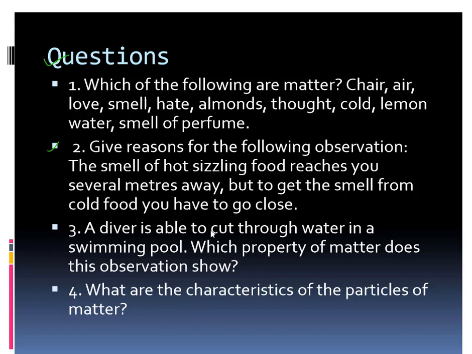A diver is able to cut through the water in a swimming pool. Which property of matter does this observation show? This question you try to think on your own and answer. But if you cannot, comment and I will answer it. What are the characteristics of particles of matter? This one we have already discussed in this video. Watch the video again and try to answer the question.